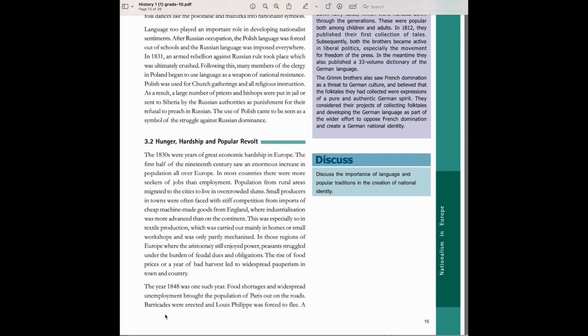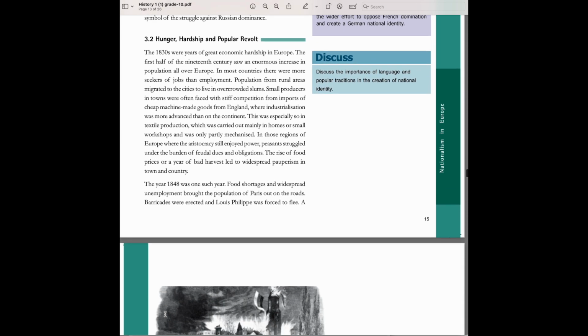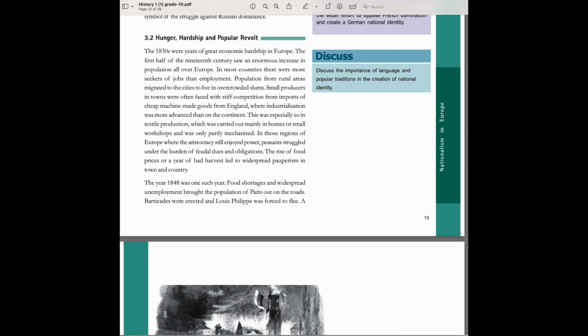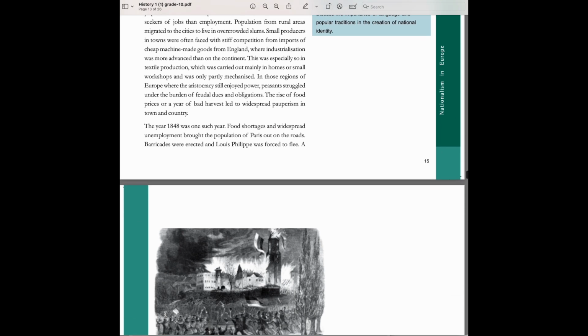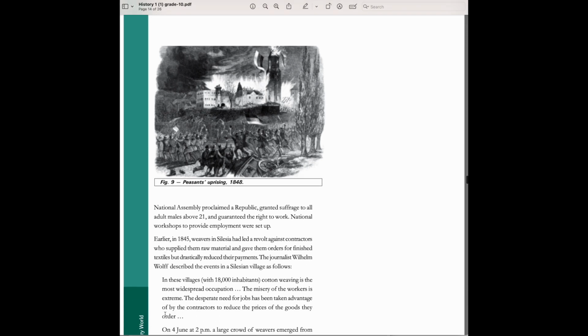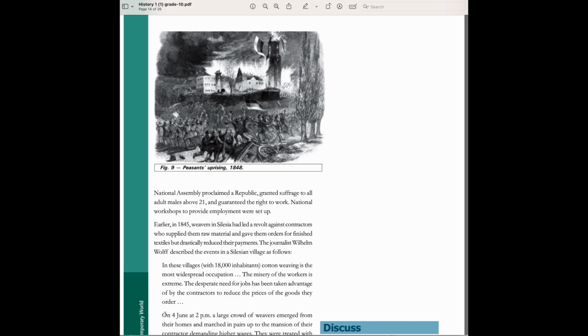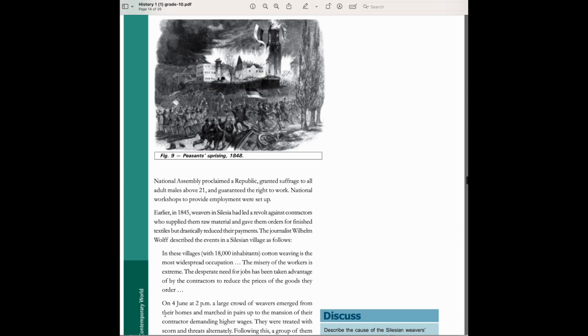The year 1848 was one such year. Food shortages and widespread unemployment brought the population of Paris out on the roads. Barricades were erected and Louis Philippe was forced to flee. A national assembly proclaimed a republic, granted suffrage to all adult males above 21, and guaranteed the right to work. National workshops to provide employment were set up.